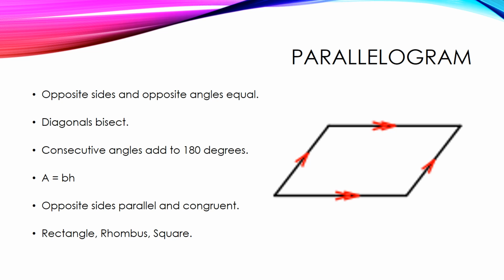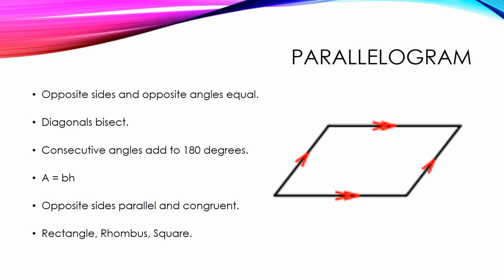A parallelogram is a quadrilateral with 2 pairs of parallel sides. Opposite sides of a parallelogram are equal in length. Opposite angles of a parallelogram are equal in measure. Opposite sides of a parallelogram will never intersect. And the diagonals of a parallelogram bisect each other. Consecutive angles are supplementary and add up to 180 degrees.